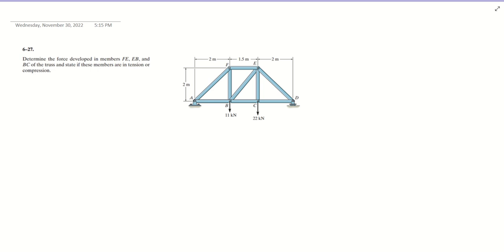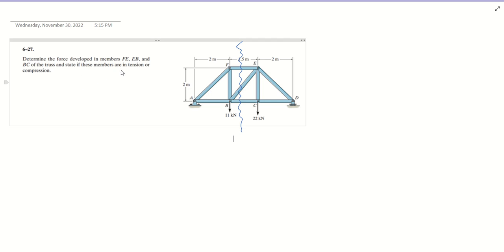So hello again. This is the third problem that I will solve as part of the revision problems for the final exam. Here, as you can see, we have a truss and we need to find the force in members FE, EB, and BC. Usually when the question is like this, it's easier to just take a section. This section should pass through the three members FE, EB, and BC. So here I have FE, this is EB, and this is BC. So let's take the section here.